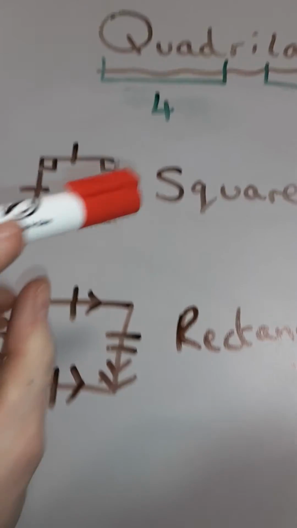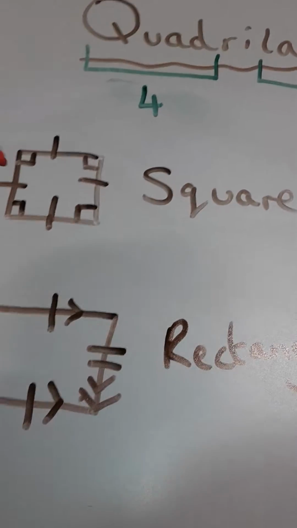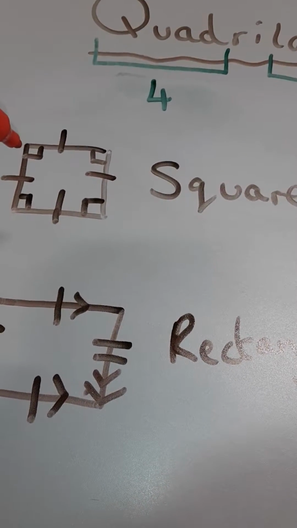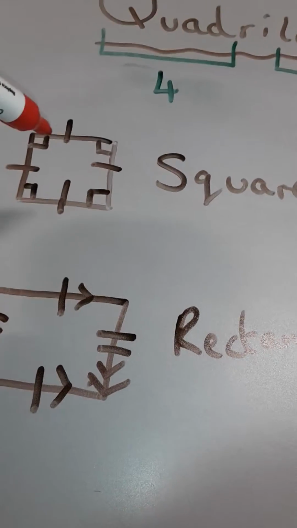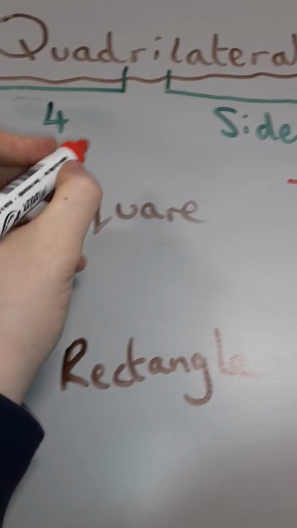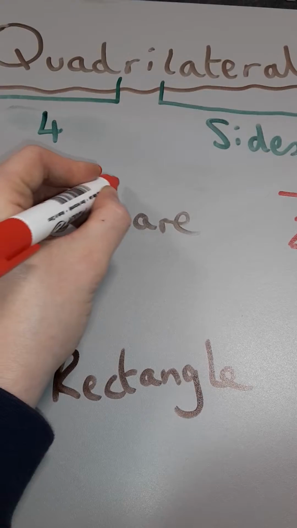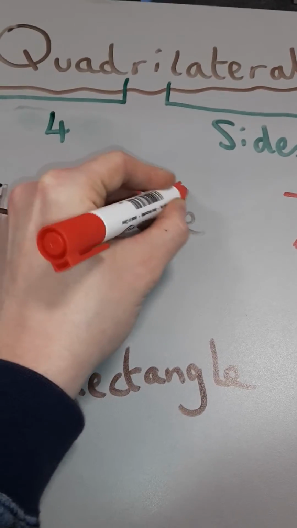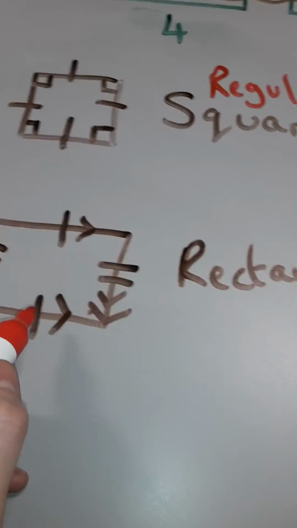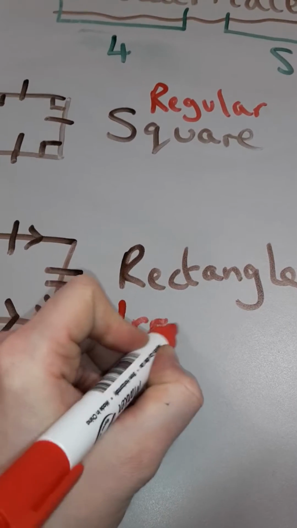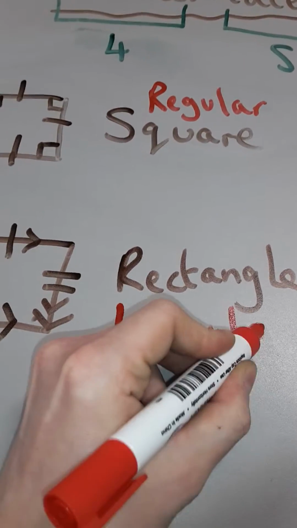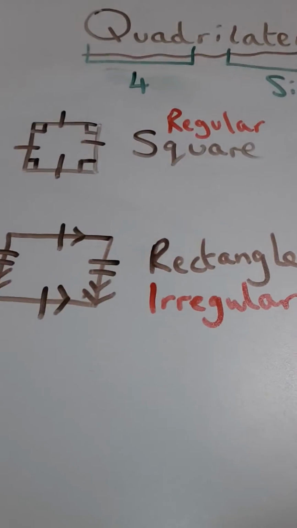Now when you have a shape that all of the angles are the same size and all of the sides are the same size, then that's called a regular shape. Whereas a rectangle is irregular because the sides and the angles are not the same.